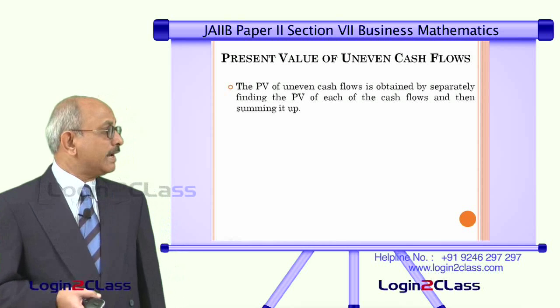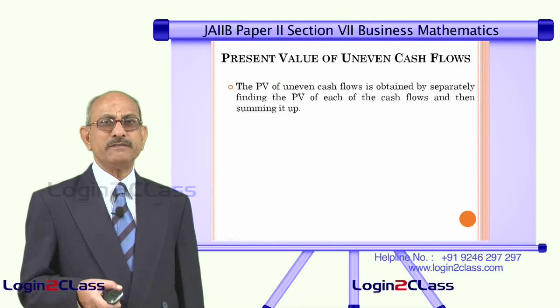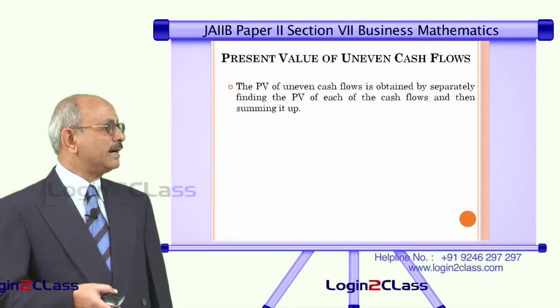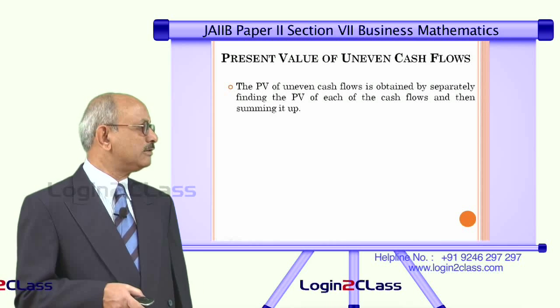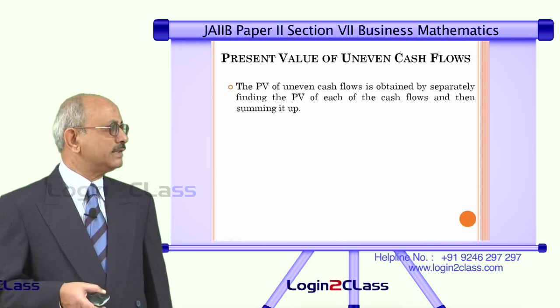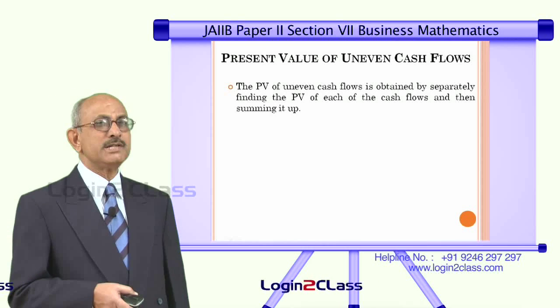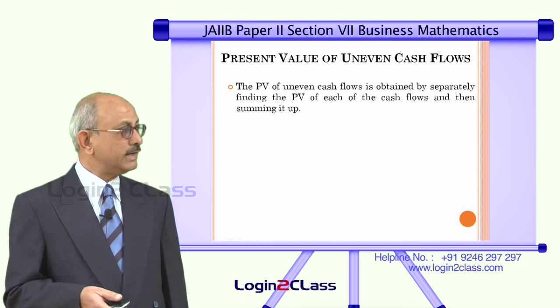Similarly, calculate the present value of the second cash flow, that is 1.5 lakhs which you are getting at the end of 2 years, by using the same formula, and for the third year, 2 lakhs cash flows to be converted into present value. Then whatever value you get in all 3 cases, they have to be simply added to arrive at the total present value of all the cash flows for all the years.